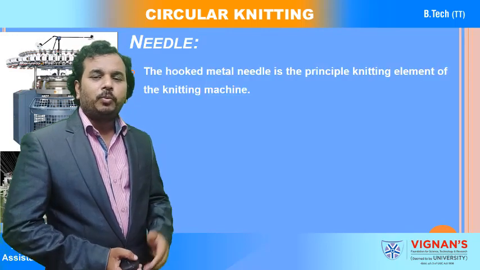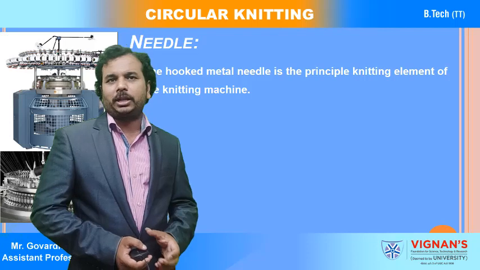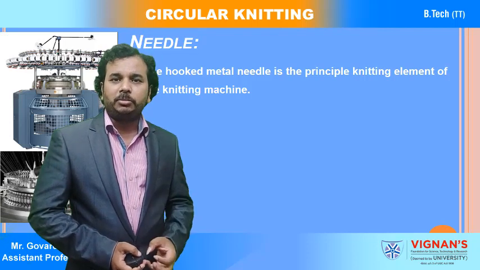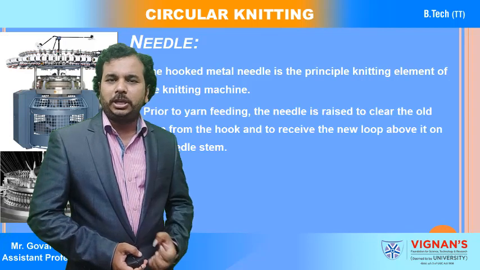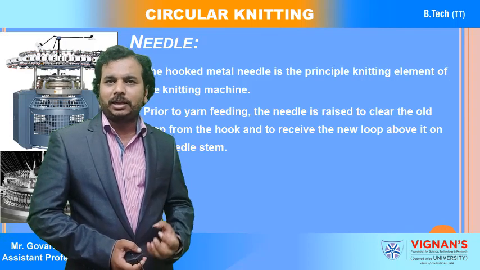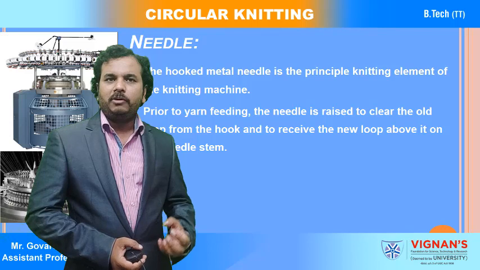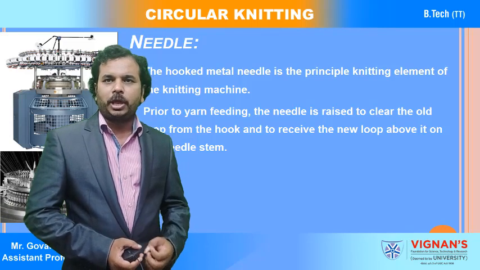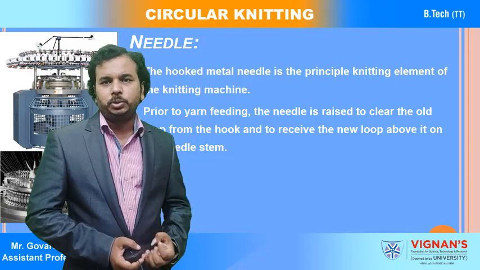Then what is the needle? The hooked metal needle is the principal knitting element of the knitting machine, and prior to the yarn feeding, the needle is raised to clear the old loop from the hook and to receive the new loop above it on the new stem.